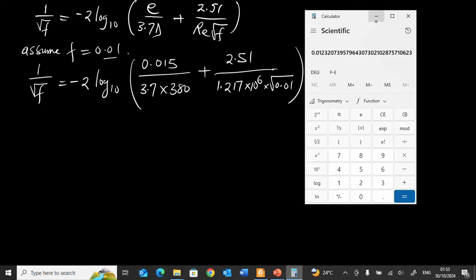So we have 0.0123207. Now let me write it down. That's what we are going to be using here. We have f to be equal to 0.0123207.